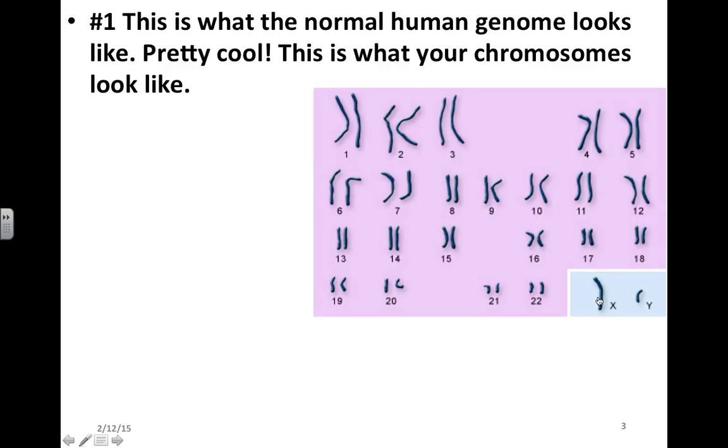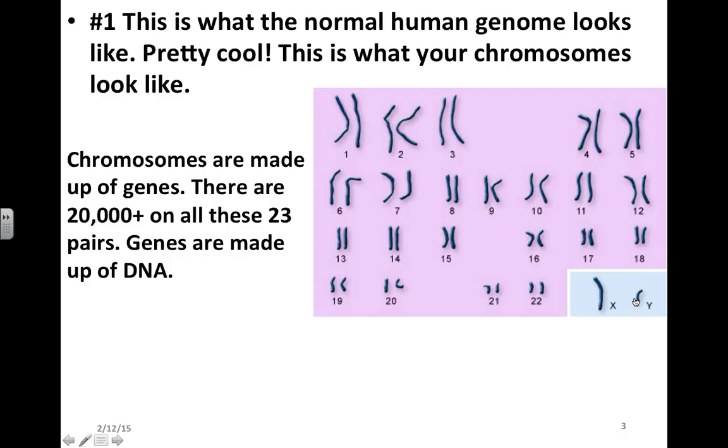The 23rd pair are called the sex chromosomes. These are the ones that decide if you're going to be male or female. This particular one is a male because it has an X and a Y. If you get two X's, then you are a female. And that's how gender is determined in humans. So that's what a normal genome looks like.